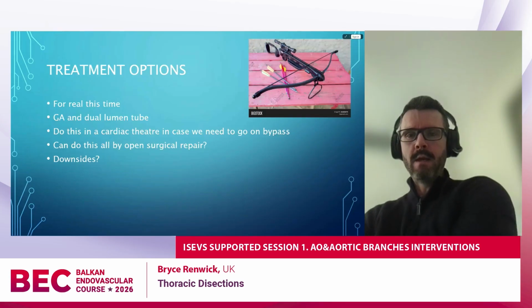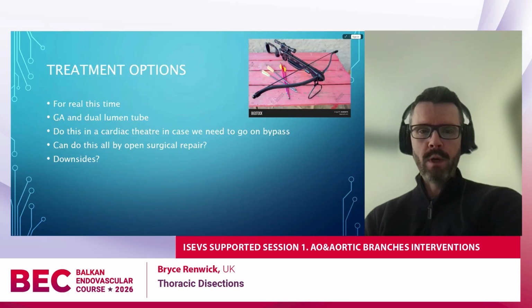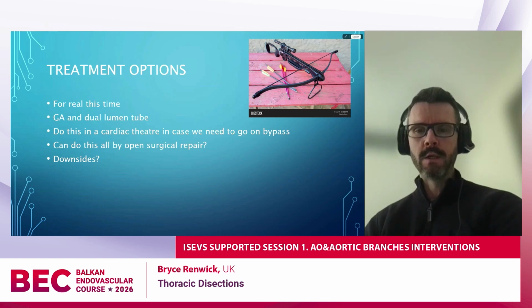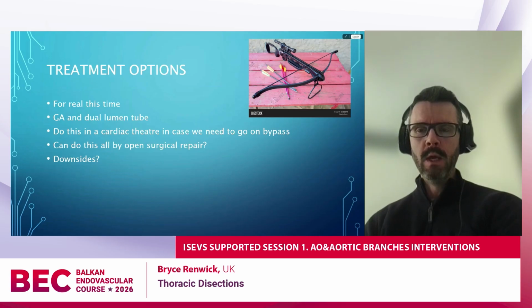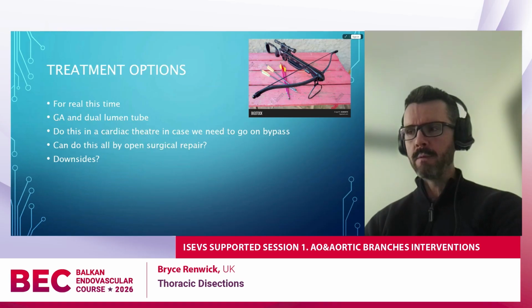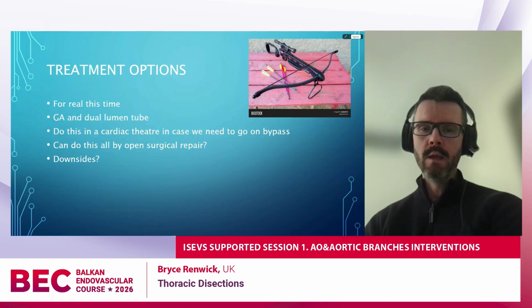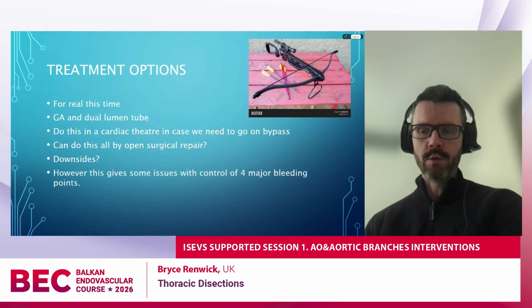So we took this man for a general anesthetic and a dual lumen tube, and we did this in a cardiac theatre in case we ran into serious trouble and needed to go on bypass, which is a very nice option to have. And we did discuss doing this all by open surgical repair, but the downsides of that are until you have the aorta made clampable with a significant foreign body in the way, this becomes a slightly difficult set of proximal control to achieve. And there's potentially 4 or more major bleeding points in this case.